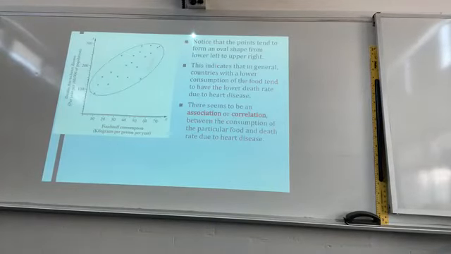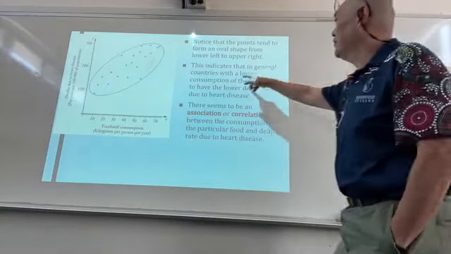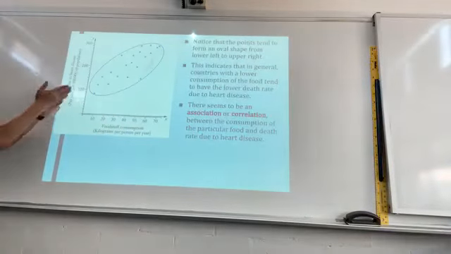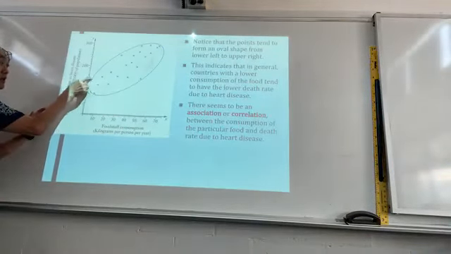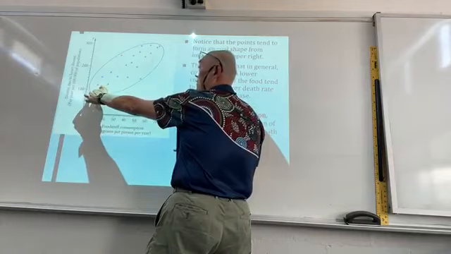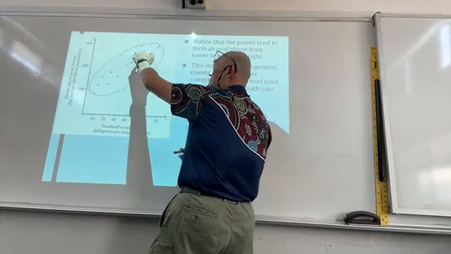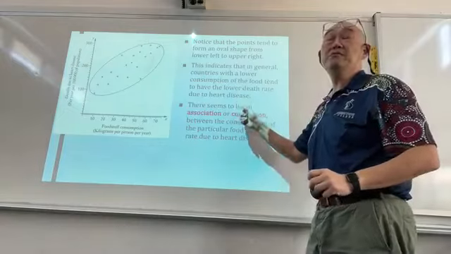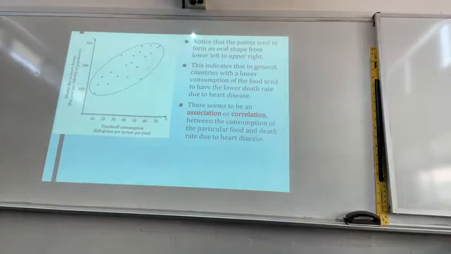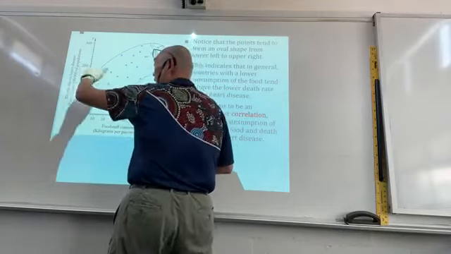Now, notice that the points tend to form an oval shape from lower left to the upper right. Okay? This indicates that in general, countries with lower consumption of the food tend to have lower death rate due to heart disease. So you can see that the food consumption of that particular type of food is lower and the death rate is lower. And if you consume more, the death rate is higher. So there seems to be an association or correlation between the consumption of a particular food and the death rate. So there could be a relationship between this and that.